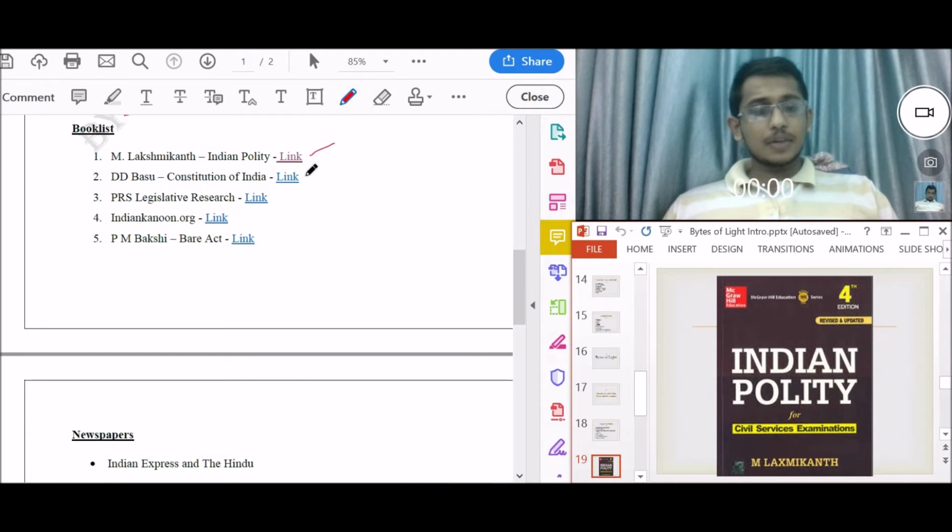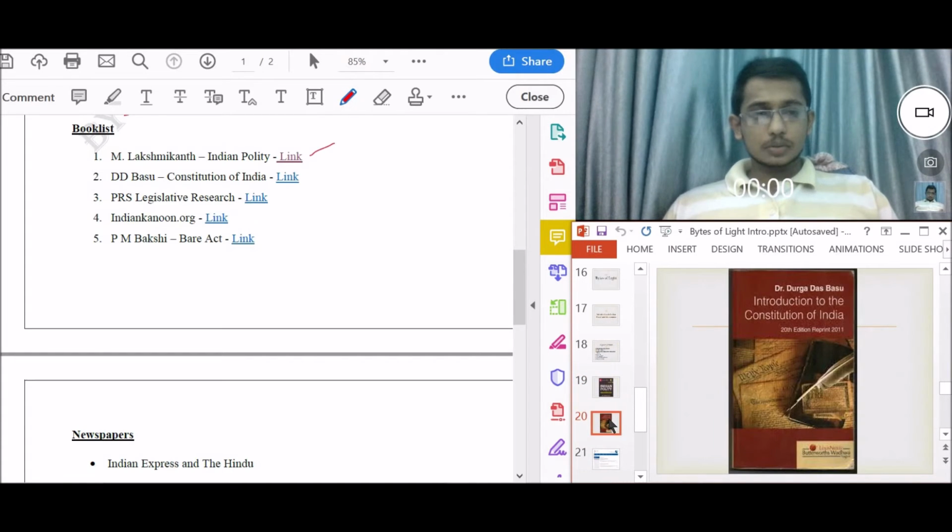Here the link is given. You can go to the link. You click on the link, it will take you to the website through Google. And D.D. Basu, Constitution of India. Let me show you that book also. This is Durga Das Basu, Introduction to the Constitution of India.